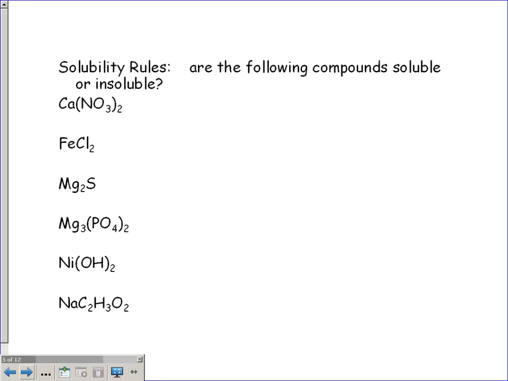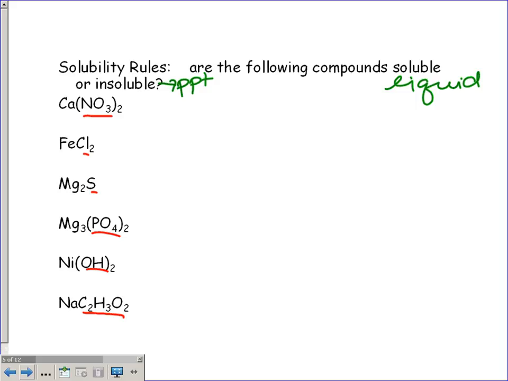Soluble means that it dissolves. So soluble means that it stays as a liquid. Insoluble means that it reacts and forms a precipitate. So we want one of our two products to be in that insoluble column. Alright, so the way that we read these is we use the anions in each formula. So nitrate, chlorine, sulfate, sulfide, phosphate, hydroxide, and acetate. So when we look at our rules, we need to read based on the anion.